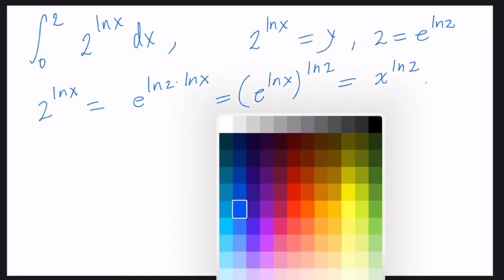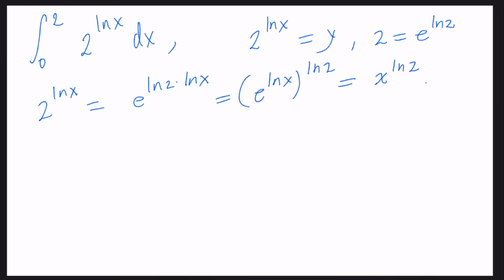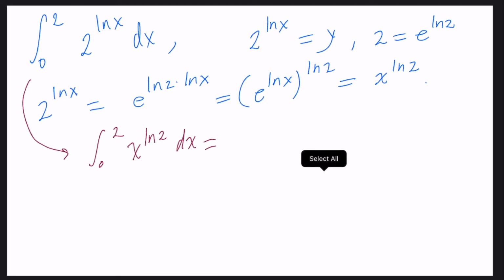So I can integrate this function and I obtain the integral from 0 to 2 of x to the natural logarithm of 2 dx. We know very well this is just x to the natural logarithm of 2 plus 1 divided by natural logarithm of 2 plus 1, from 0 to 2.